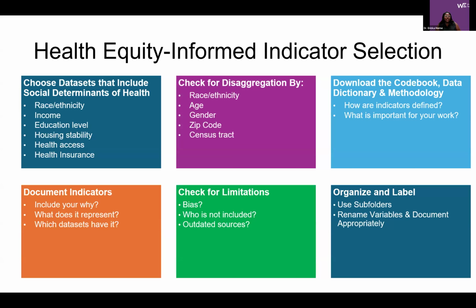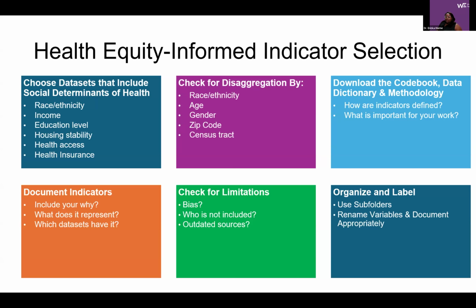You can find that. So the health equity informed indicators, essentially what you want to do is find data sets that include your social determinants of health. These include your race, ethnicity, income, education level, housing stability, housing access, health insurance. And you're going to want to look for disaggregation by some of those specific SDOH. So is it disaggregated by race and ethnicity, by age? Is it disaggregated by gender, zip code, census tract? Could be county level for whatever you're looking for.